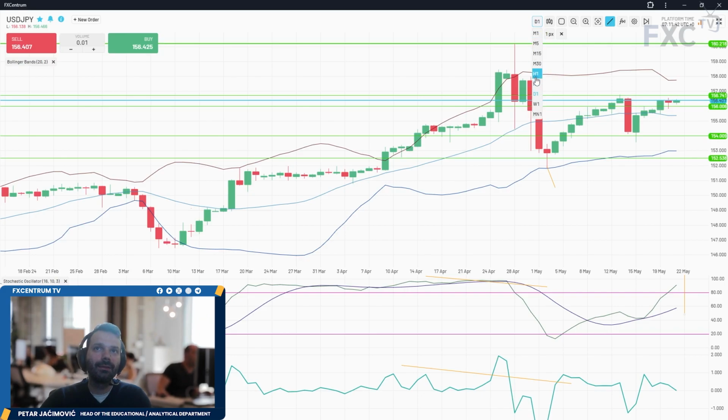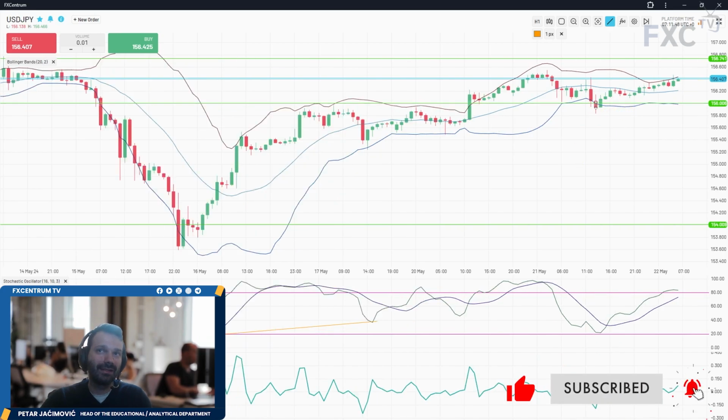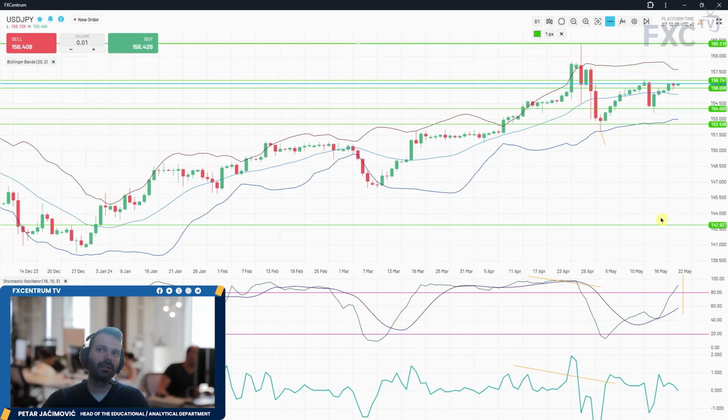Let's go to the hourly time frame. We can still see that this hourly lower Bollinger Band is holding very well. There was a tenth here, but it was absorbed in the very next couple of candles. So this is a sign of strength, and I see potential for a rally and eventual retest of 157.70. Then we have 158.20, and then the pin bar high all the way at the 160.20 mark.